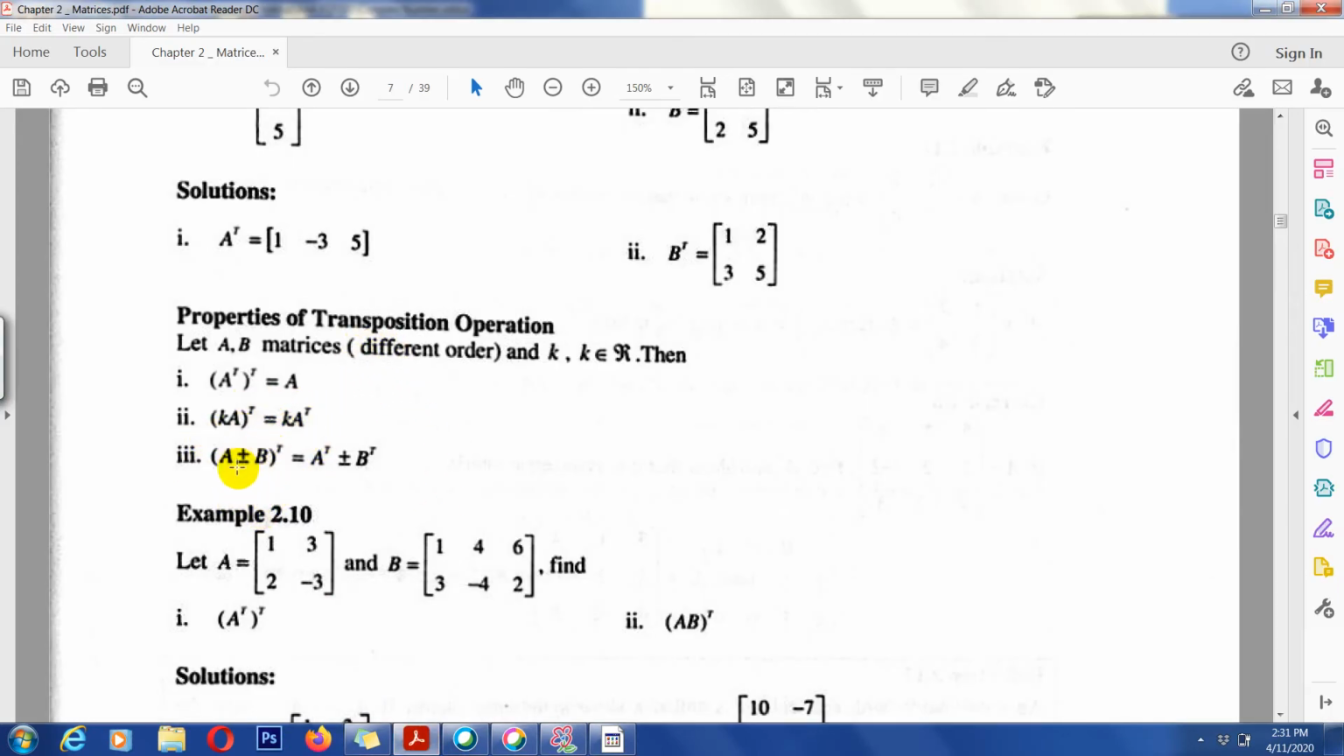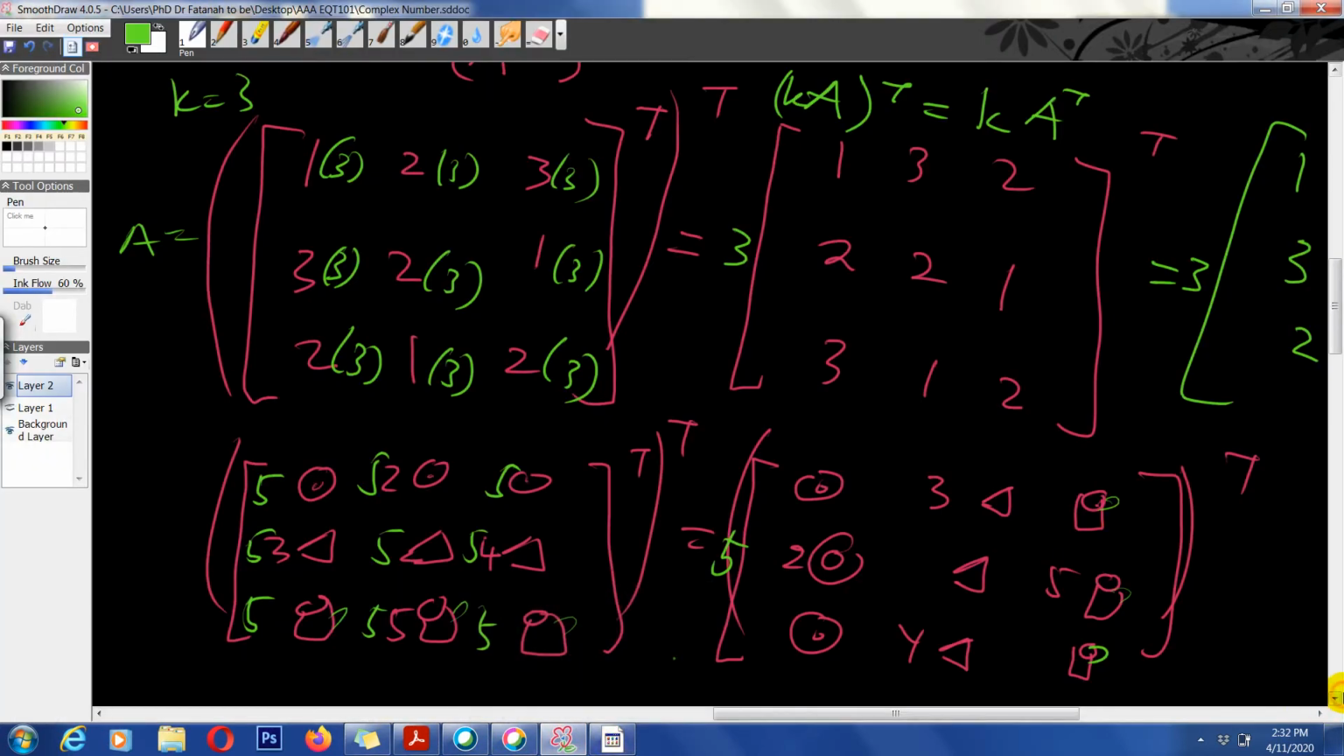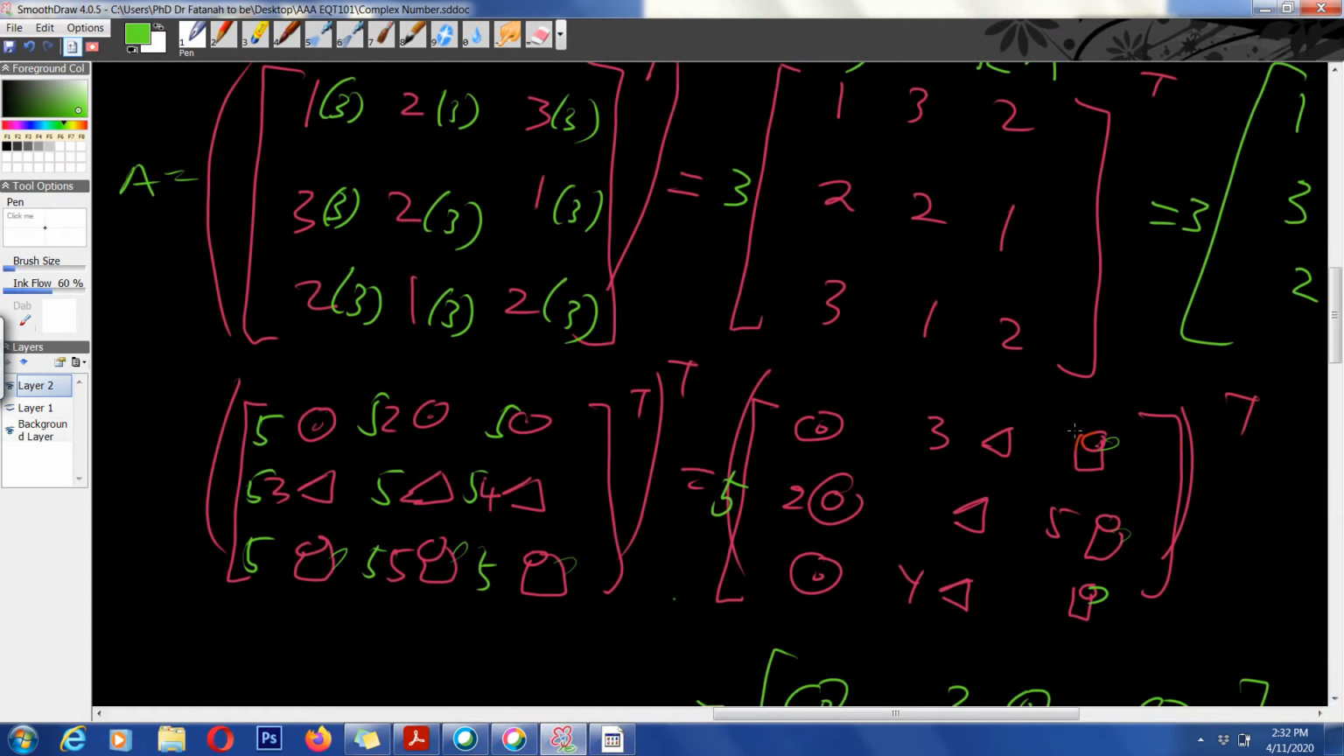Okay. Next, (A plus or minus B) transpose is equal to A transpose plus or minus B transpose. We can prove this theorem, prove these properties. What is this actually?